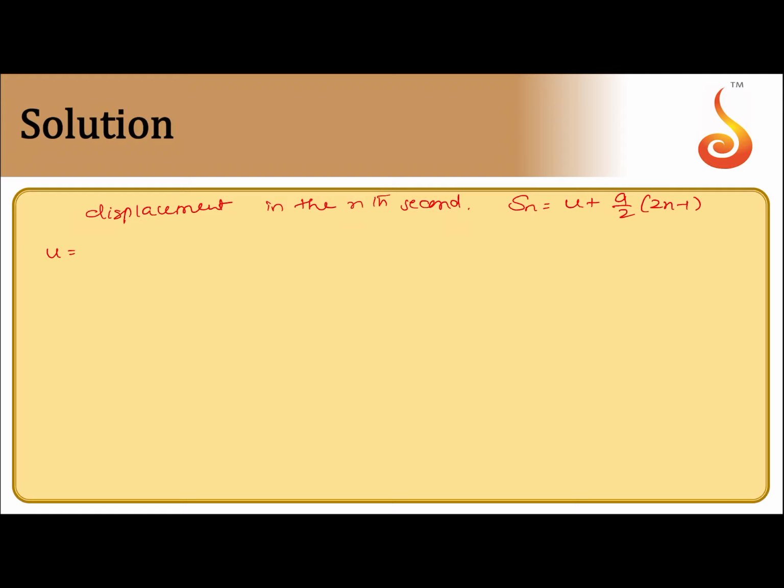u is 0, acceleration is 2 meter per second square, the value of n is 4. Let us substitute here. Sn is equal to u, 0, plus 2 by 2 into 2 into n, n is 4, minus 1. This is what I have used.